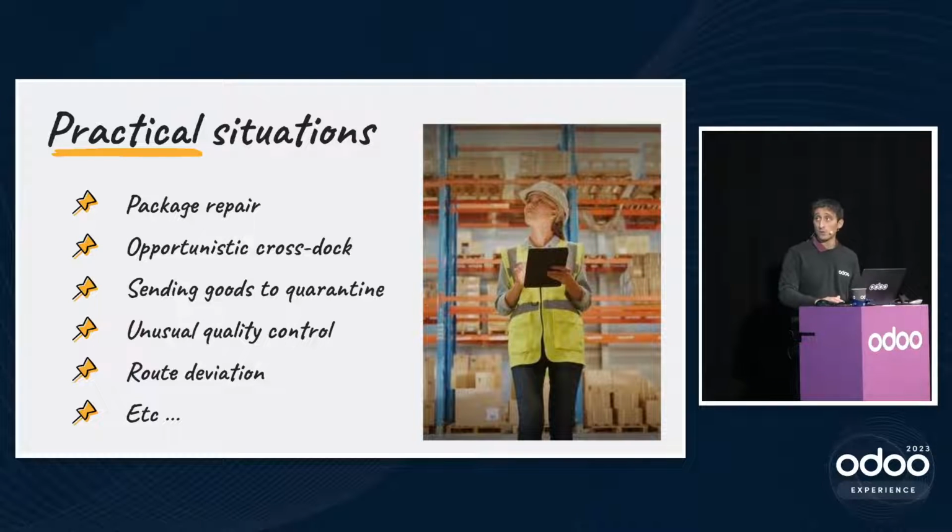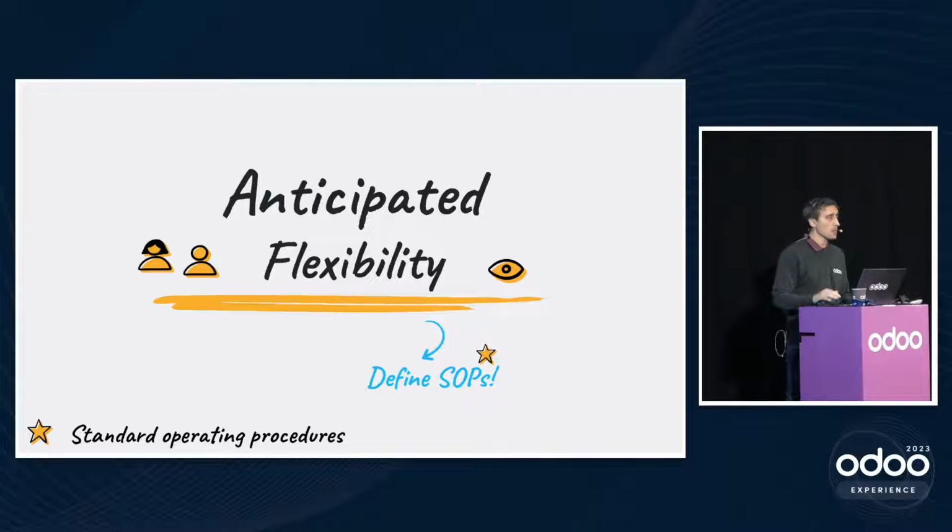This is possible now with a flexible route. Pay attention. This is an anticipated flexibility. You need to define in every situation how the system should react and how the operators should react. So you need to define standard operating procedures that define this change of behavior. And you need to configure in Odoo that when this happens, this new transfer should be created.